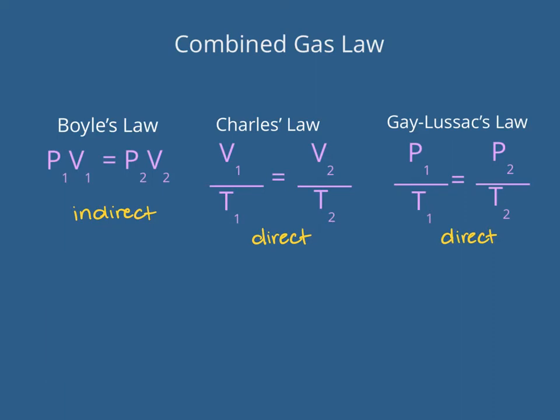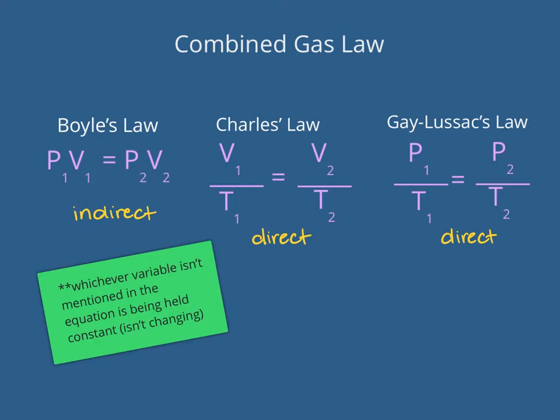So notice in each one of these three laws, one of our variables isn't mentioned, which means it's being held constant. In Boyle's law, our temperature isn't mentioned, so our temperature must be held constant. In Charles's law, it's our pressure that's being held constant, and in Gay-Lussac's, it's our volume that's being held constant.